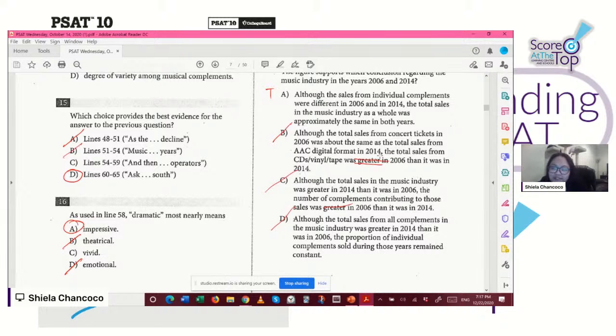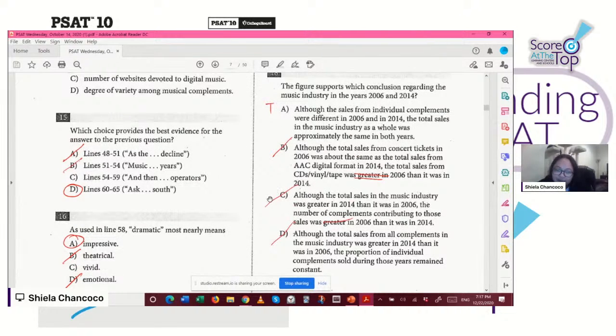So the total sales from CD was greater than it was in 2014. Okay, that's true, but if that was true, is the first part of it true? No. Total sales from concert tickets in 2016 is about the same. It's not the same though. It increased. So that's wrong. It's the same for C, right? It's the same for D. So the answer here is A.